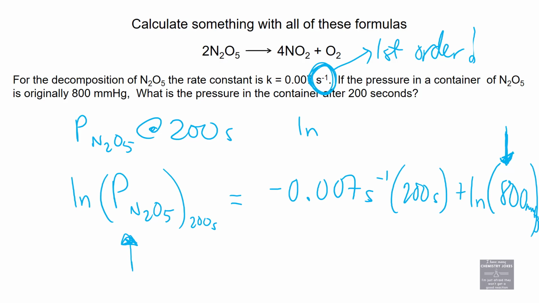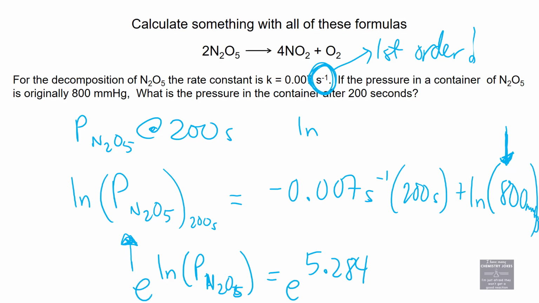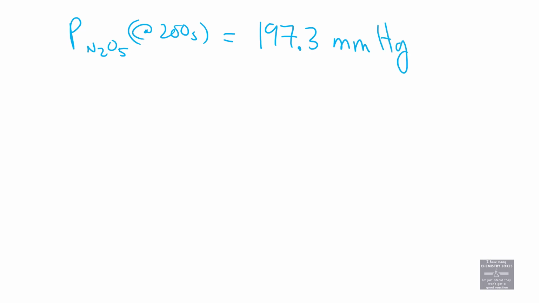So I do that math, and I get the Ln of P of N2O5 equals 5.284. And I exponentiate both sides of that, and I get the pressure of N2O5 at 200 seconds is equal to 197.3 millimeters of mercury. Now what?